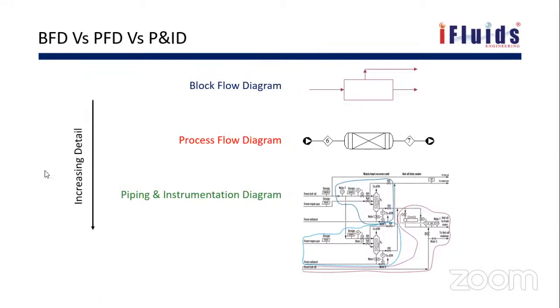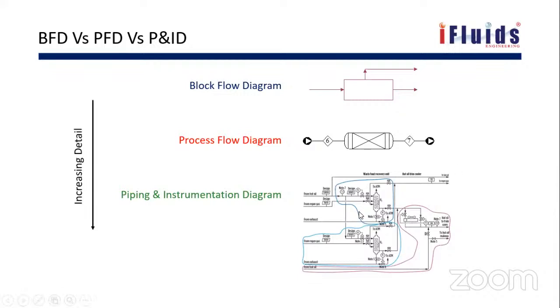And see BFD, PFD, and PNID difference. BFD is a general block diagram where it shows only the block. So what is my complete plant input, and then what is my plant output, like that. And then the process flow diagram will split it into multiple sections inside. It will split the whole plant into 5-6 sections, like high pressure section, low pressure section. If it is temperature based, it will be separated section wise based on the temperature.